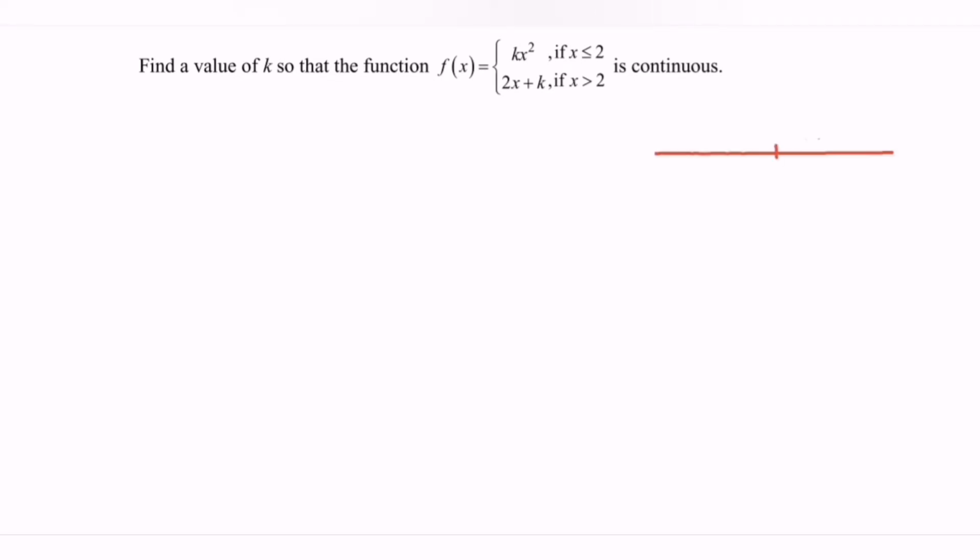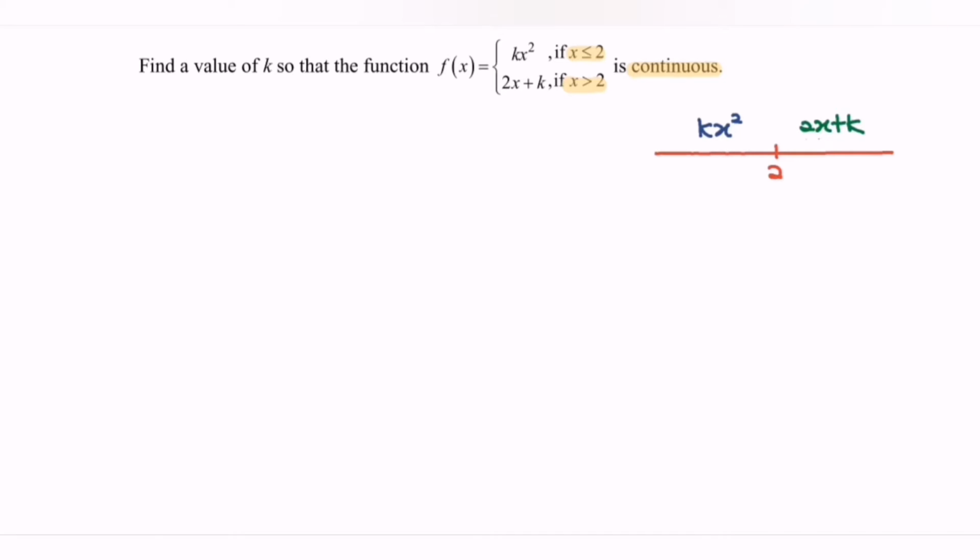Now we're going to discuss the function, where we have a point equal to 2. Kindly refer to the function: for x less than or equal to 2, meaning the left hand side, the function will be kx squared. If x is greater than 2, the function would be 2x plus k.